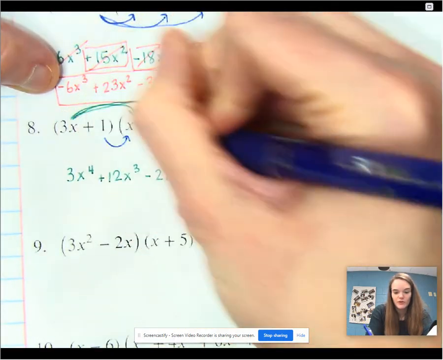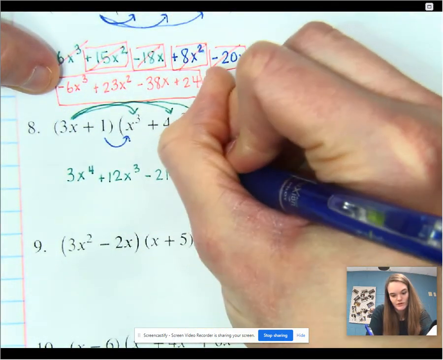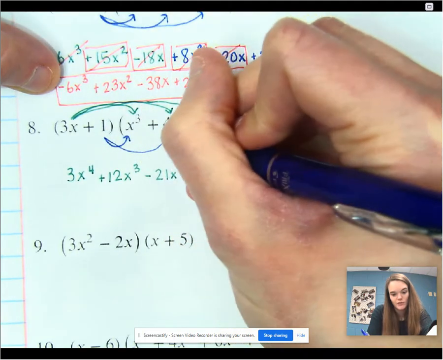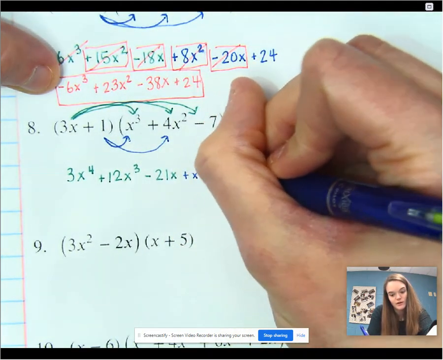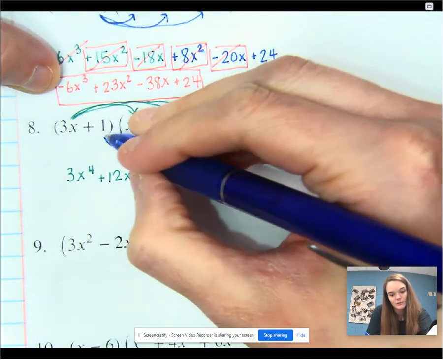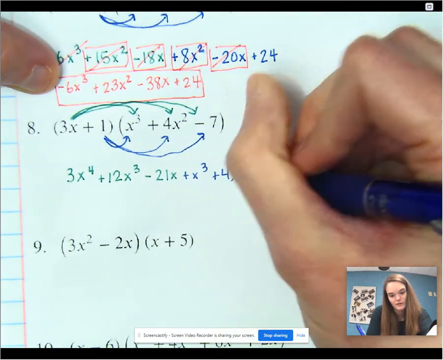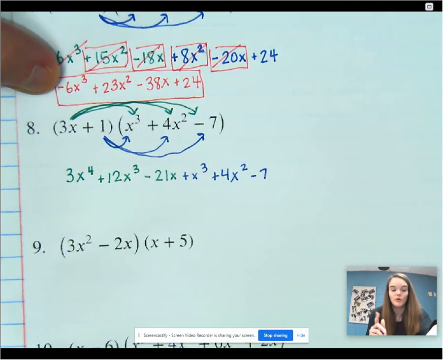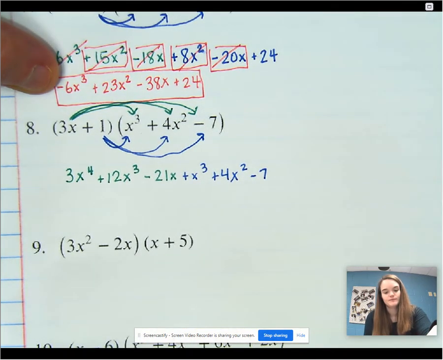1 times x to the third is just x to the third. 1 times negative 4x squared is just negative 4x squared. And 1 times negative 7 is just negative 7. So that one actually didn't change those, but don't forget to multiply by it, or you will just have this piece and forget about the others.